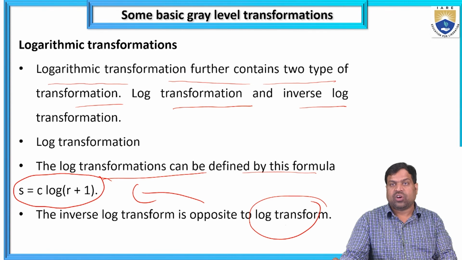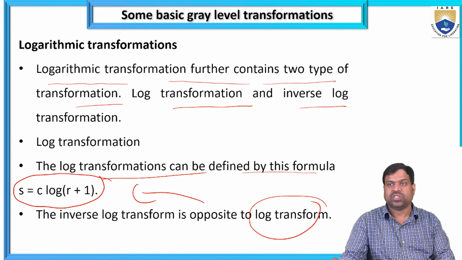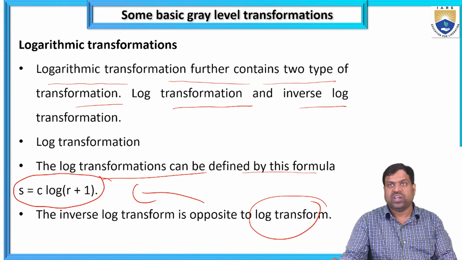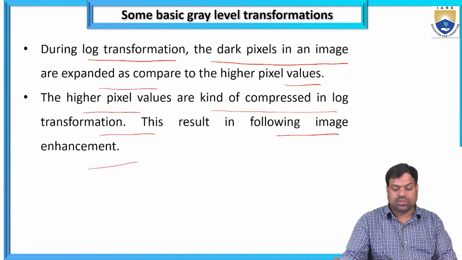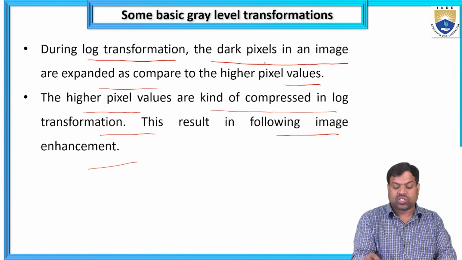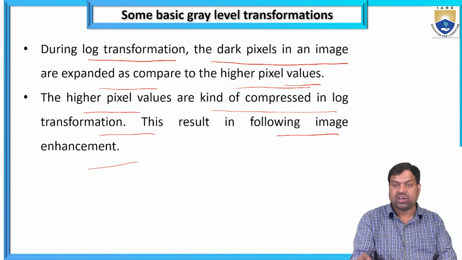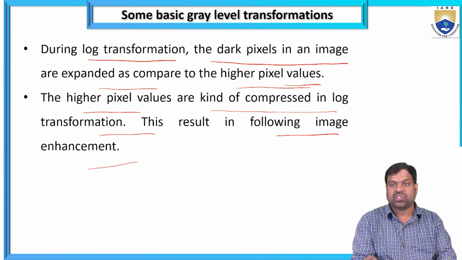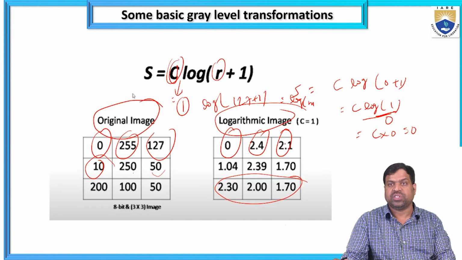The logarithmic transformation is of two types: the log transformation and the inverse log transformation. What is the formula for log transformation? S equals C into log of R plus 1. During the log transformation, the dark pixels in an image are expanded compared to the higher pixel values, and the higher pixel values are compressed. This results in image enhancement. So S equals C times log of R plus 1.